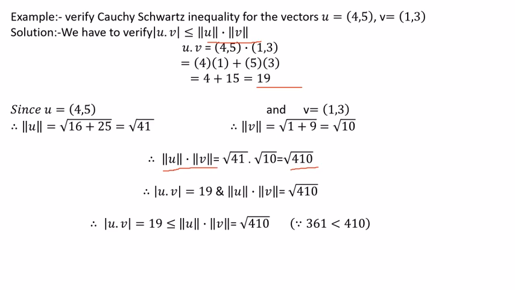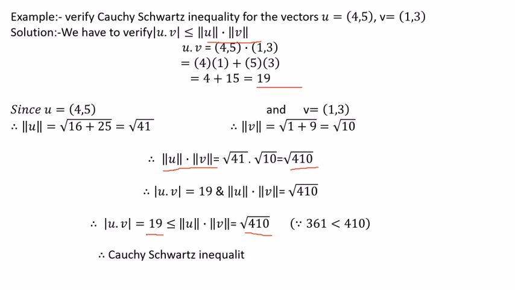And why is this? Because 361 is less than 410. Actually, I am taking the square of 19 and the square of root 410. Taking the square on both sides, we get 361 less than 410. So it becomes very easy to check whether it is really true or not. And therefore, Cauchy Schwartz inequality is verified.